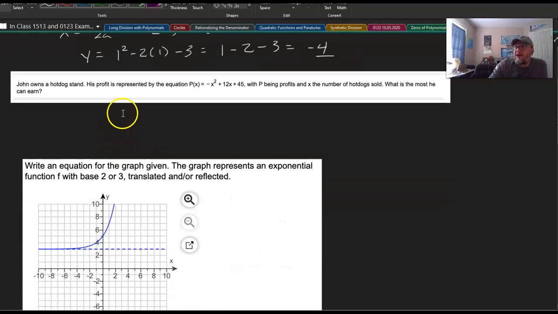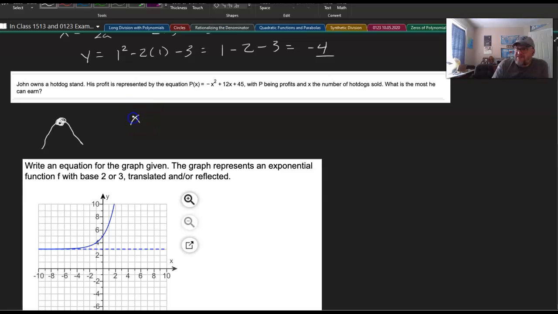Next one here, we own a hot dog stand. The profit is represented by this, where P is the profit. What is the most he can earn? So that means we also want to know our vertex here. Okay, so because that x squared is a -x squared, now our function looks like this. So we're trying to figure out what the y value is right there.